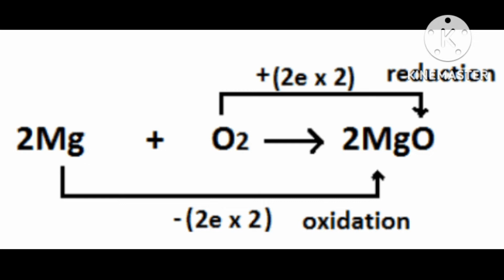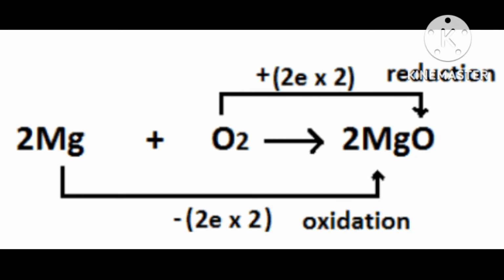Then C plus O2. Carbon was having 0 oxidation state on the reactant side, but in the product CO2, carbon has +4. Carbon, which was 0, is now +4. It means carbon has lost 4 electrons. That's why it became +4. Here there is a change of oxidation number. Hence you can tell this is a redox reaction.